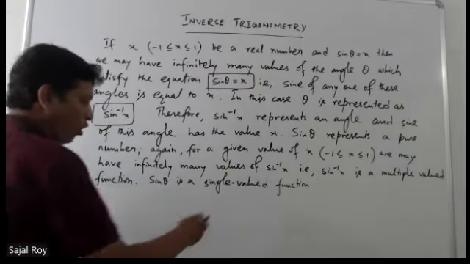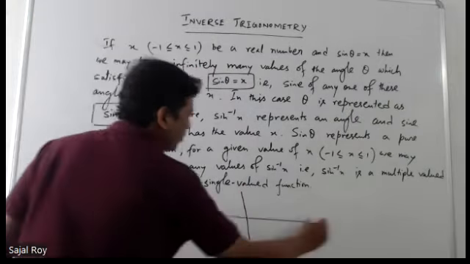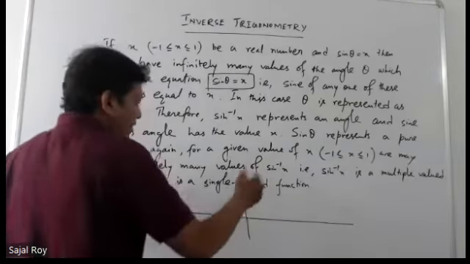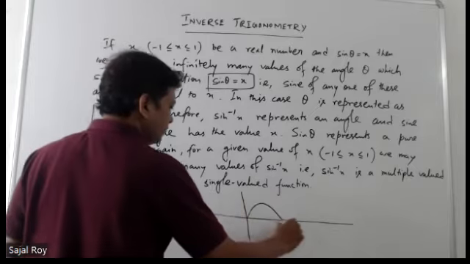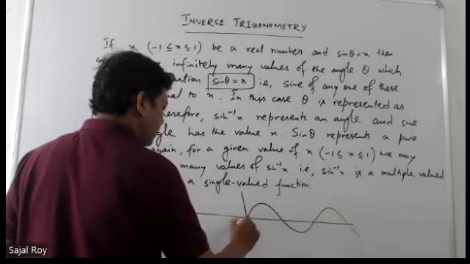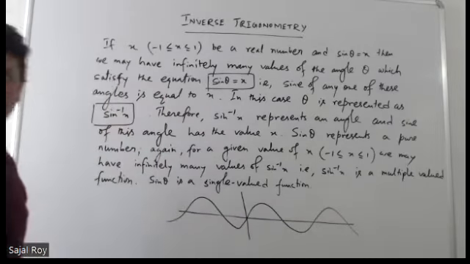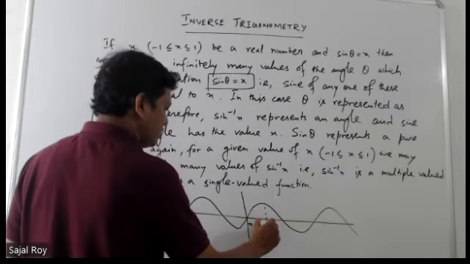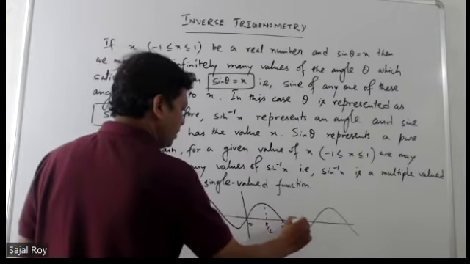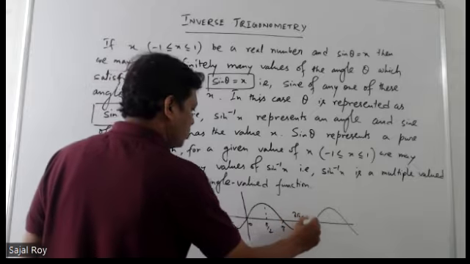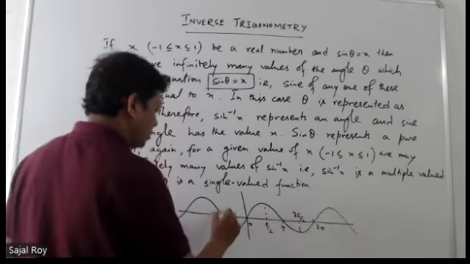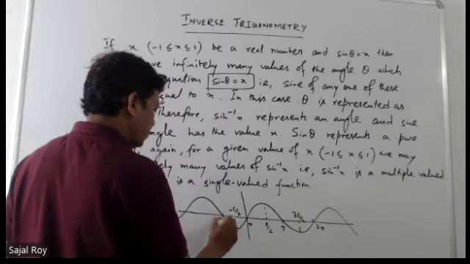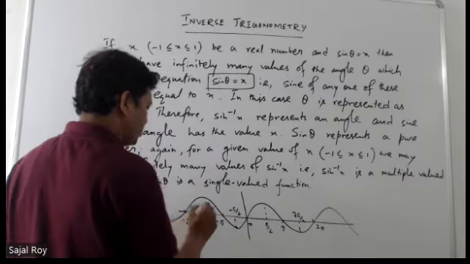If I draw the diagram of sin x or sin theta, this is the wave-like structure, the graph of the sine. This is the origin, this is pi by 2, this is pi, this is 3 pi by 2, 2 pi, etc. This side you have minus pi by 2, minus pi, minus 2 pi, etc.